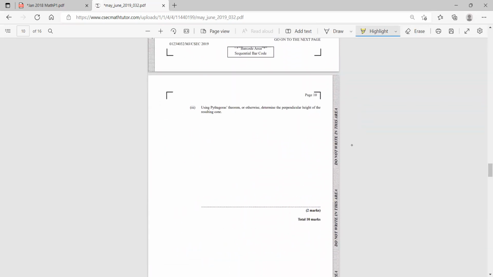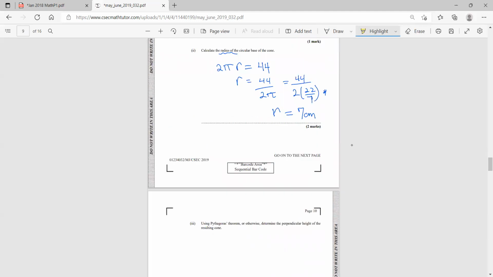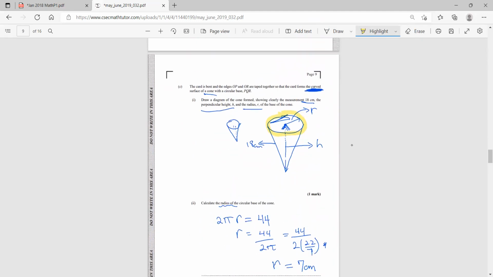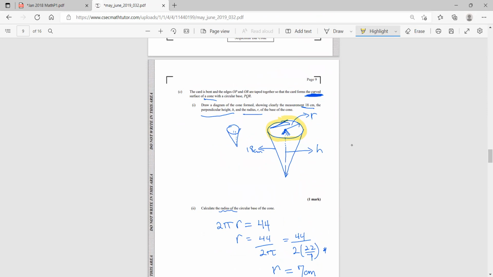Now, this last part, using Pythagoras Theorem, or otherwise determine the perpendicular height of the resulting cone. So go ahead and do that for me. They want you to solve for h to find the height. I want you all to take your time and do that. And they actually told you using Pythagoras Theorem. How do we use Pythagoras Theorem to find h in a situation like this? How do we go about finding h?